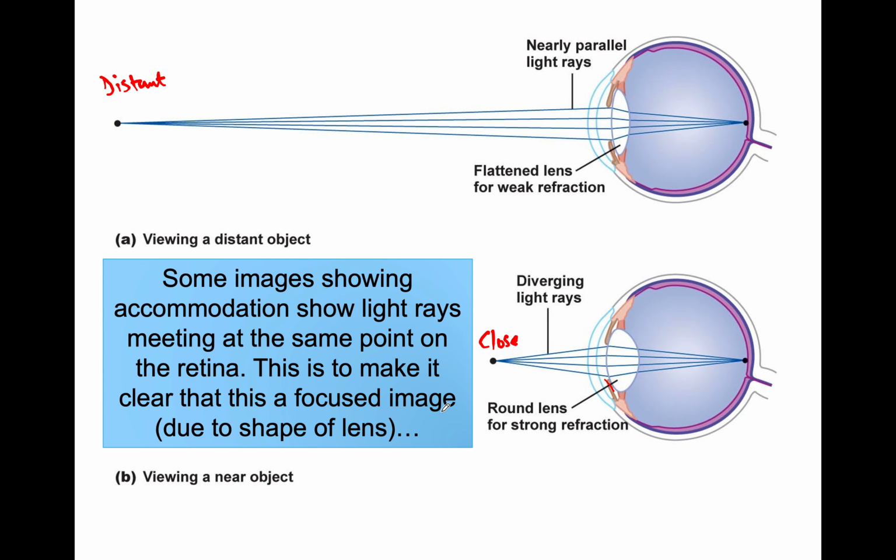Okay. In this blue box here, it says that some images showing accommodation show light rays meeting at the same point on the retina. This really is to simplify what's happening. It's to make clear that it is producing a focused image on the retina. However, it is slightly misleading. That's not exactly what's happening.